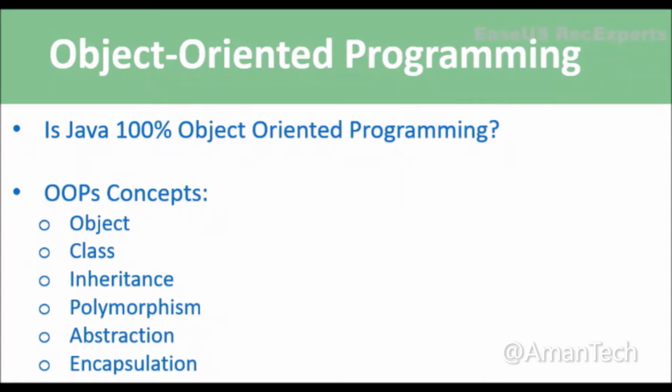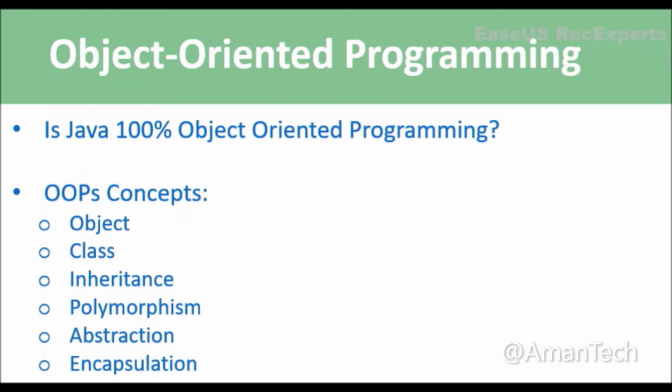Next is inheritance. When one object acquires all the properties and behavior of a parent object, it is known as inheritance. It provides code reusability. Polymorphism. If one task is performed in different ways, it is known as polymorphism. In Java, we use method overloading and method overriding to achieve compile time and runtime polymorphism. We will discuss these terms in our future tutorials as well.